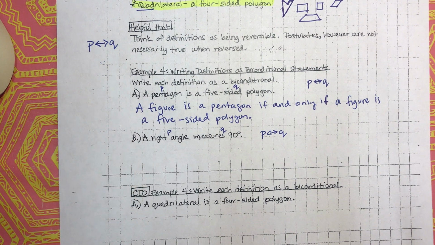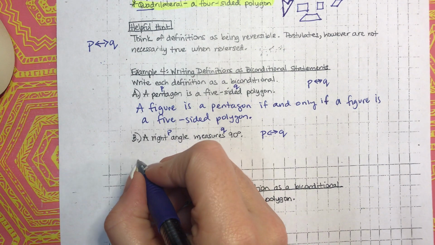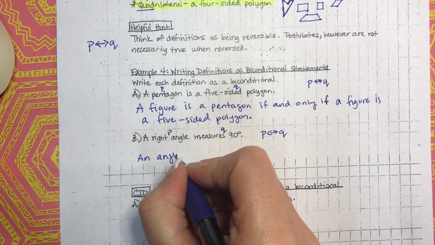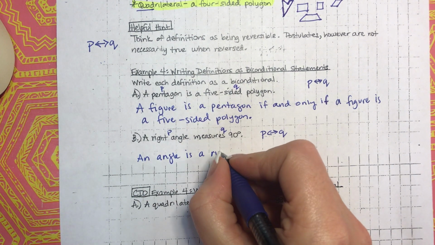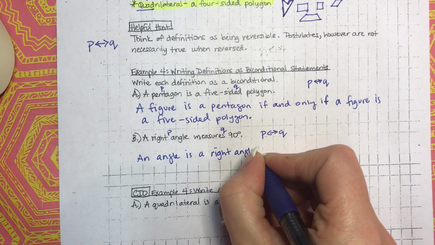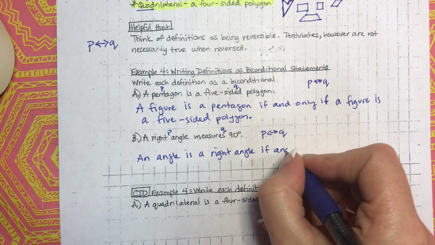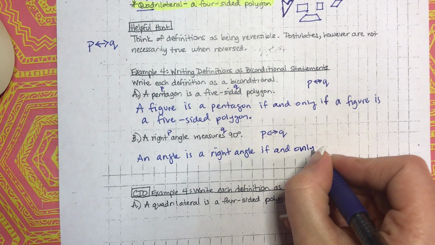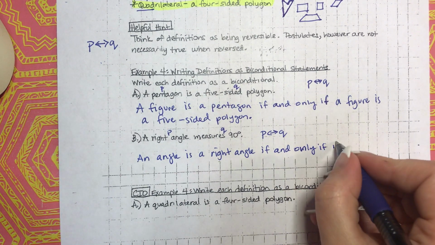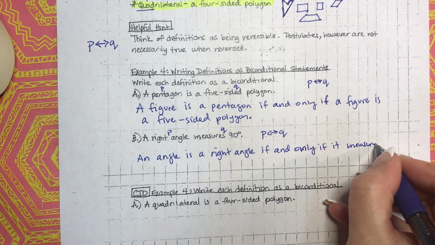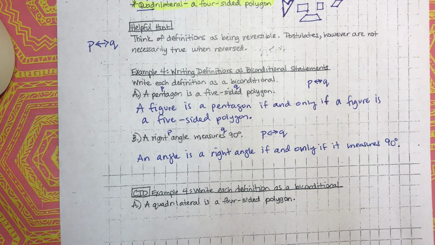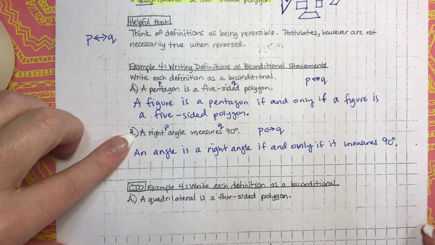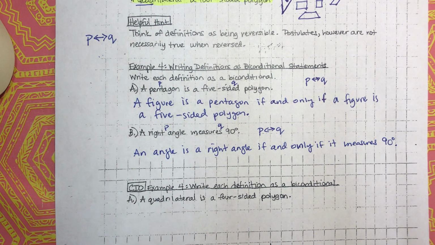What are we talking about? Well, we're talking about an angle. So that's going to be the word that we insert in there. So we're going to say an angle is a right angle if and only if it measures 90 degrees. So there you go. There's our biconditional from our definition. Okay?